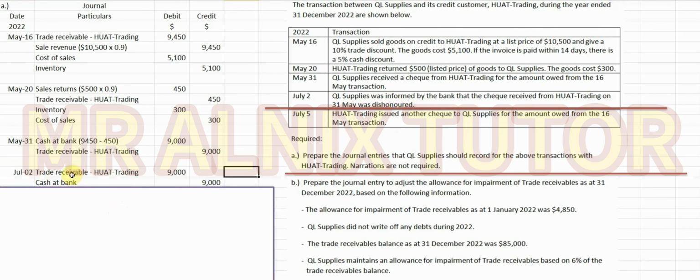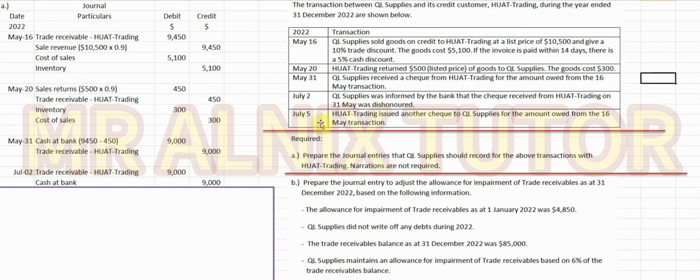That's why you put the trade receivable, What Trading, back in the debit column there, and then cash and bank you should put under the credit column, because the bank rejected the check, and then the money should go out from the bank now. That's why you put it under the credit column here. Alright, this one is straightforward. Come to the next.